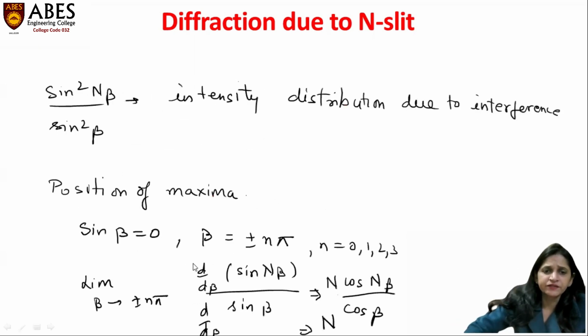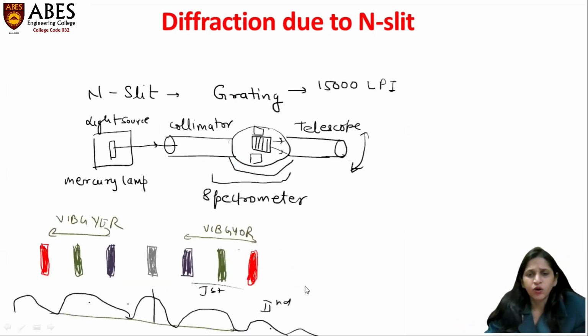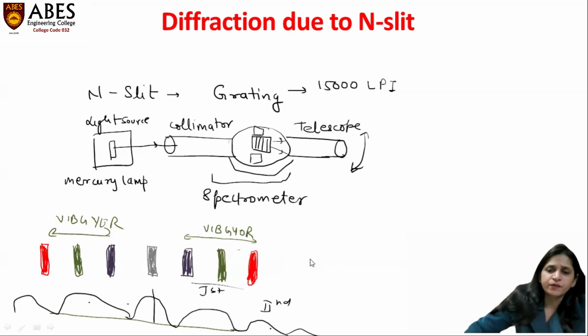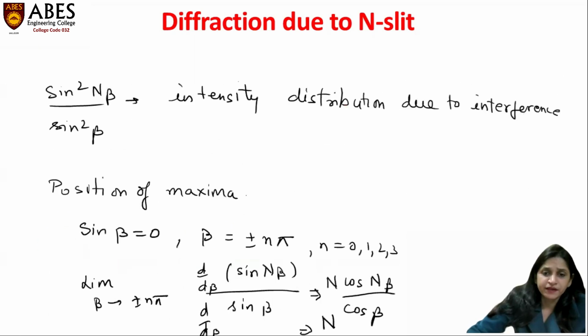So again, we can see that we have got the positions or the directions of the spectra, these are the principal maximas. Now, this is the zero order principal maxima. This VIBGYOR is the first order principal maxima. Similarly, if another VIBGYOR is formed, that will be the second order principal maxima. So we have got the position of the principal maximas over here.